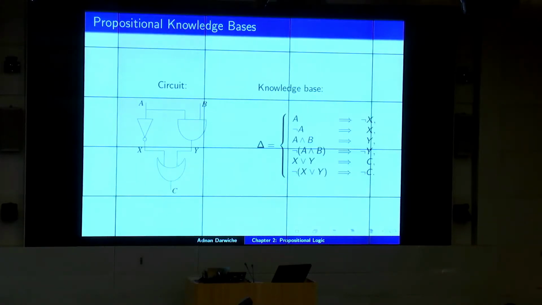And here's a simple example showing a circuit on the other side where the wires have been named A, B, X, Y, and C. And on this side, we're expressing what we know about that circuit using propositional logic. The first two sentences talk about the behavior of the inverter: A implies not X, not A implies X. And the last two talk about the behavior of the OR gate: X or Y implies C, and so on. All right. So we call this a knowledge base.